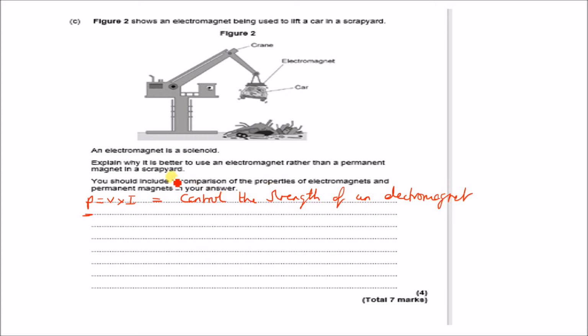What else can we do? We can turn it on and off, which is really important. So when you picked up the car, you want to drop it somewhere. If it was a permanent magnet, it'd be constantly attracting to the permanent magnet. So picking it up when it's on and dropping it off when it's off is a really important feature. The fact that we can control the strength means that we can pick up very heavy objects. So electromagnets are very strong. So because they are very strong, they can pick up heavy objects because they have a stronger magnetic field.